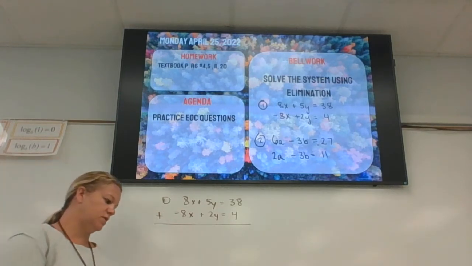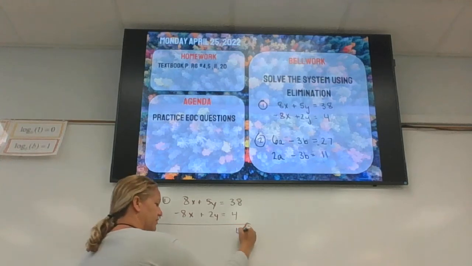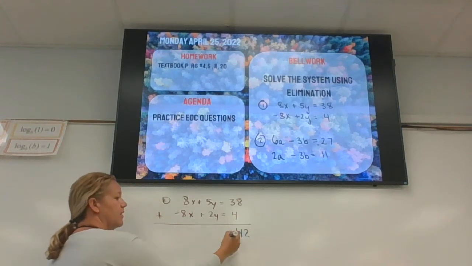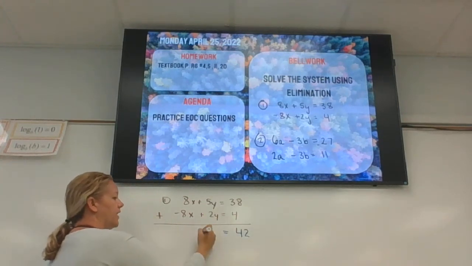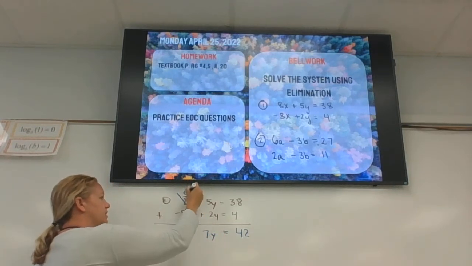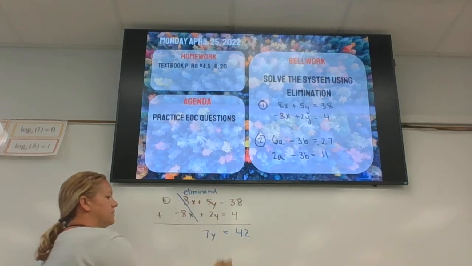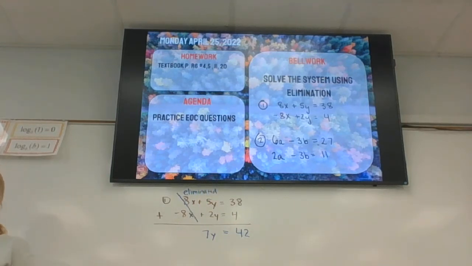Do your old school plus sign, your old school line. 38 and 24 make 42. Bring down the equal. 5 and 12 make 7. And these are opposites, so they are eliminated. That's why it's called elimination.